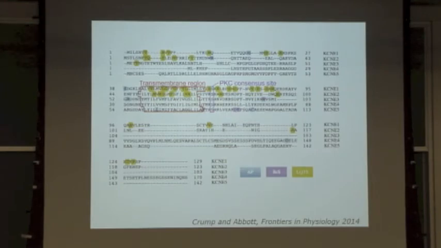This is one of the reasons we are interested in these, apart from the fun of studying these channels: mutations in the KCNE subunits are associated with human diseases, such as AF, atrial fibrillation, Brugada syndrome, and long QT syndrome. This was fairly current around 2014. There's a lot of mutations in some of these that are associated with human arrhythmias.